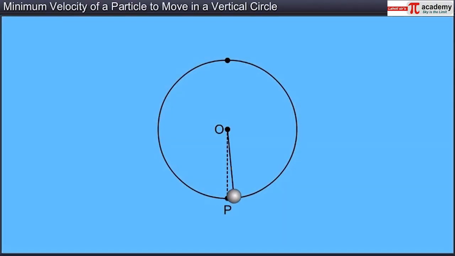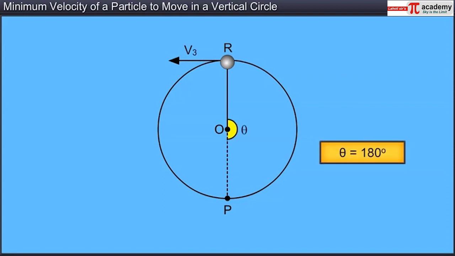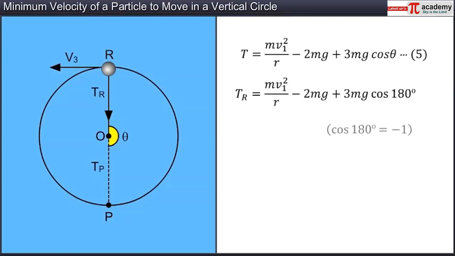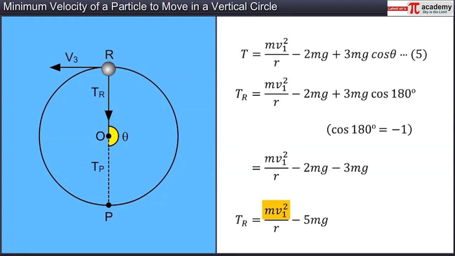In the third case, the particle is at the highest point along the circular path. Let the position of the particle be R and the instantaneous velocity at this point be v3. At this point, theta is equal to 180 degrees. Let the tension in the string be Tr. By substituting these values in equation 5, we get Tr is equal to m into v1 square upon r minus 5 mg. Let this be equation 8.